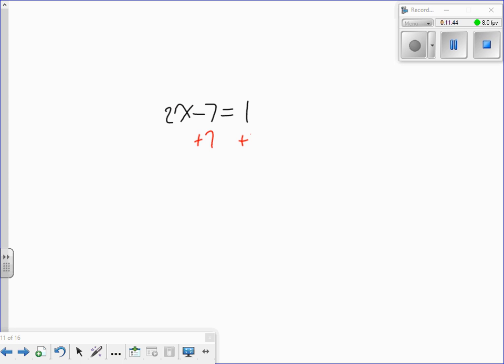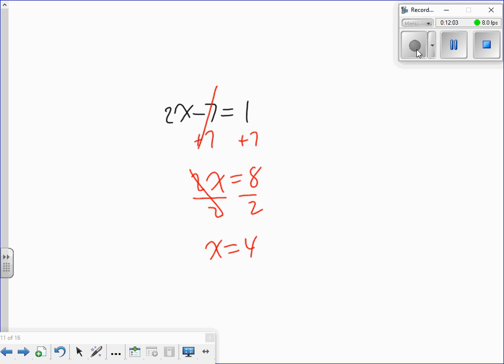So you're going to add 7 to both sides. When you do that, you get 2x equals 8. And since this says 2 times x equals 8, you're going to divide both sides by 2. Opposite operation to multiplying by 2, and you get x equals 4.